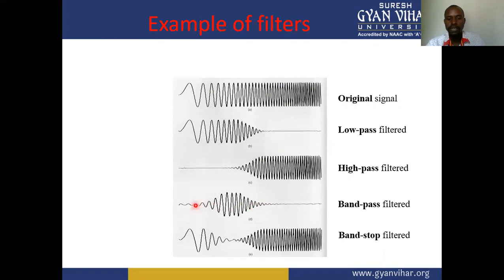So band pass filters receive input as low pass filters, convert them into high pass filters, and then again convert them back to the low pass filter. Then we have band stop filters. Band stop filters receive input as high frequencies, then convert them into low frequencies. Then from those converted low frequencies, it will again remove them and remain with the desired high frequency.